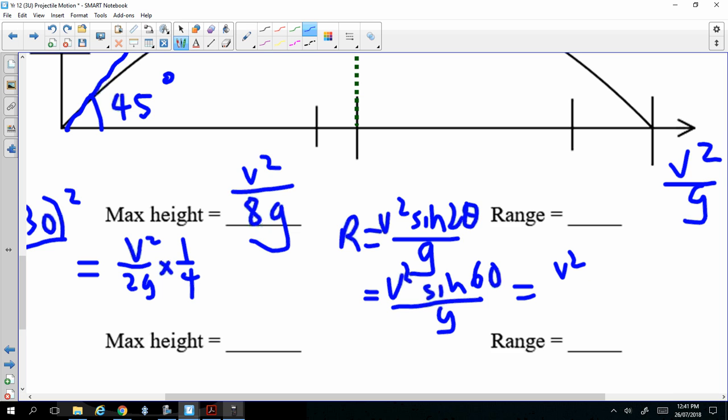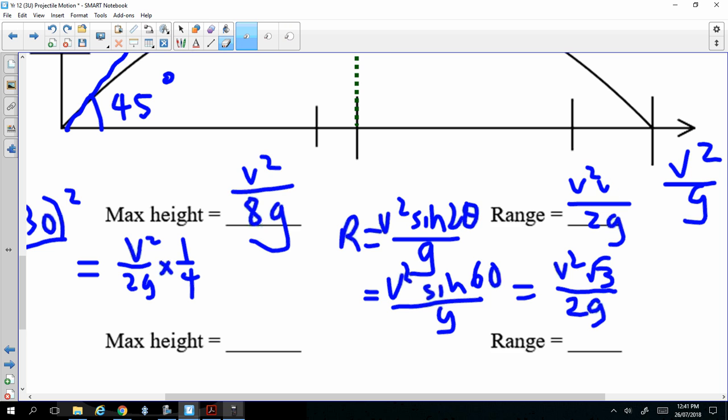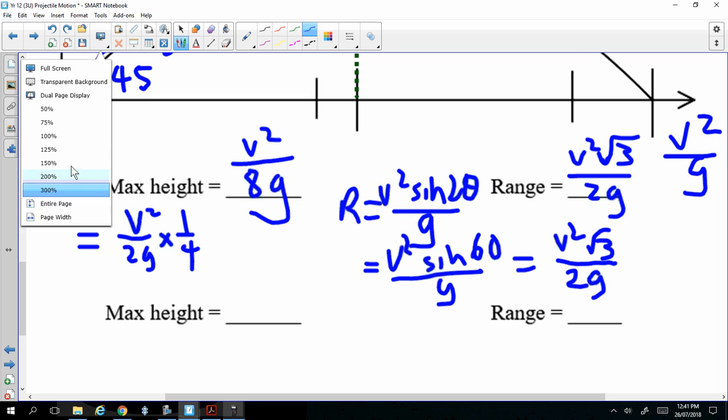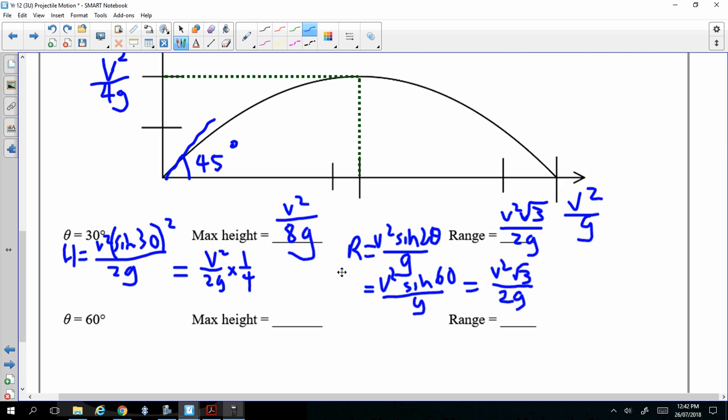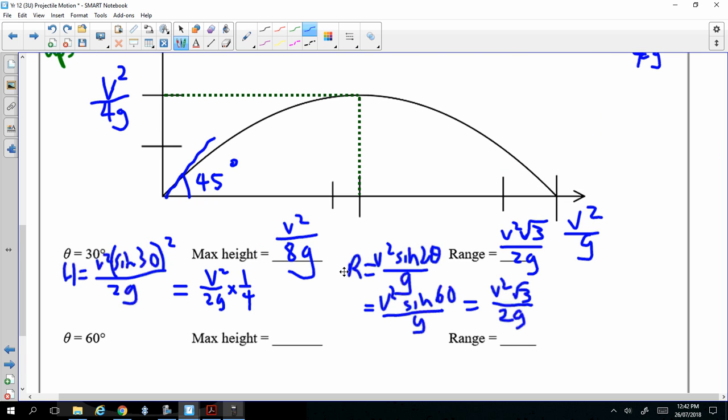Again, we see it on the diagram. On this diagram, you will see that this is the range, and we're going with 30 degrees. You reach a maximum height of v squared over 8g, that's the maximum height. So that's 30 degrees.